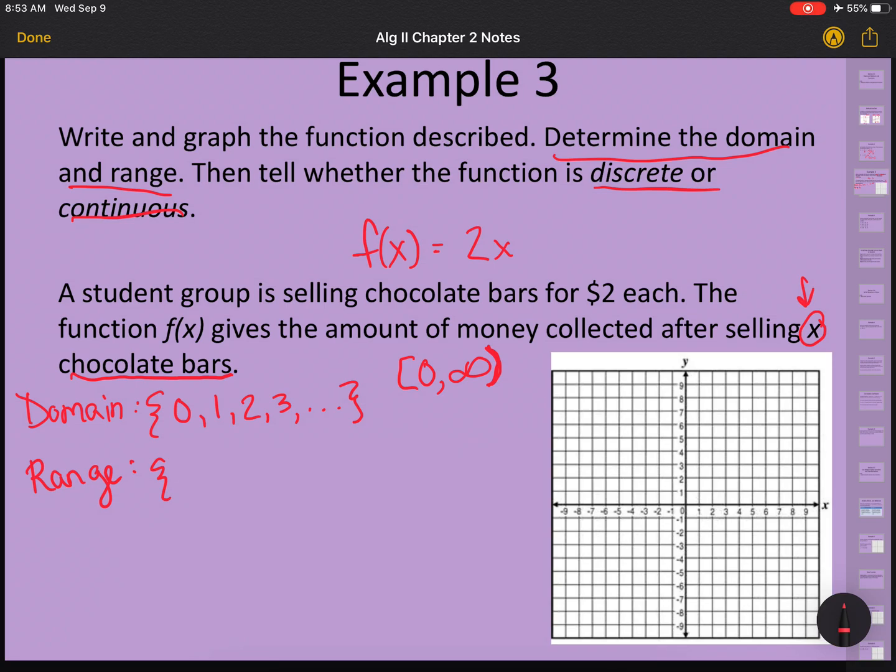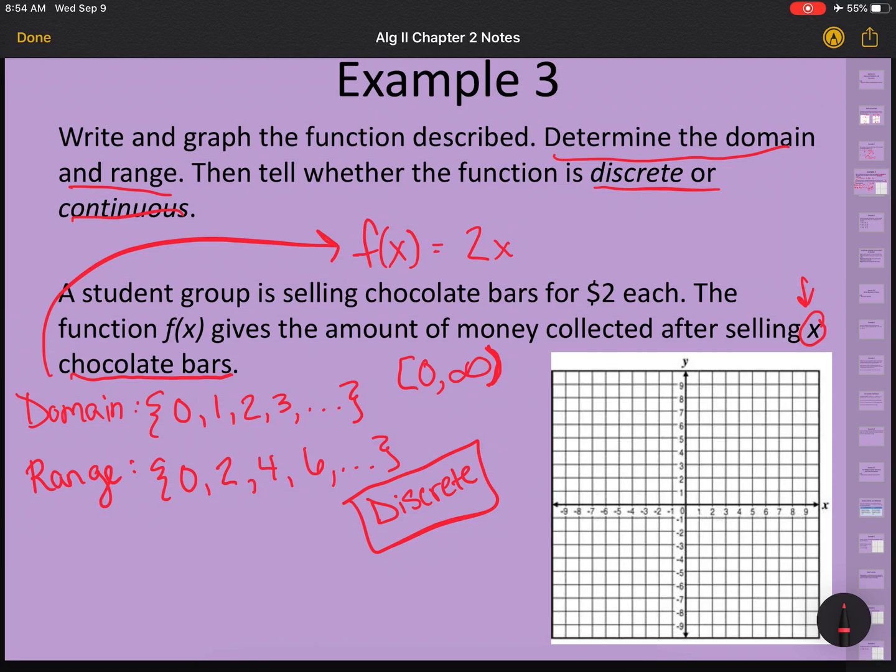So back to the range. If I plug in 0 into x, I'm going to get back out 0. If I plug 1 into x, I'm getting back out 2. If I plug 2 in for x, I'm getting back out 4. Plug 3 in there and I'm getting back out 6. So if you notice, that's all the evens. So I'm missing some numbers in between that, right? So 1, 3, 5. Automatically, since I'm missing numbers in between, this is going to be discrete.